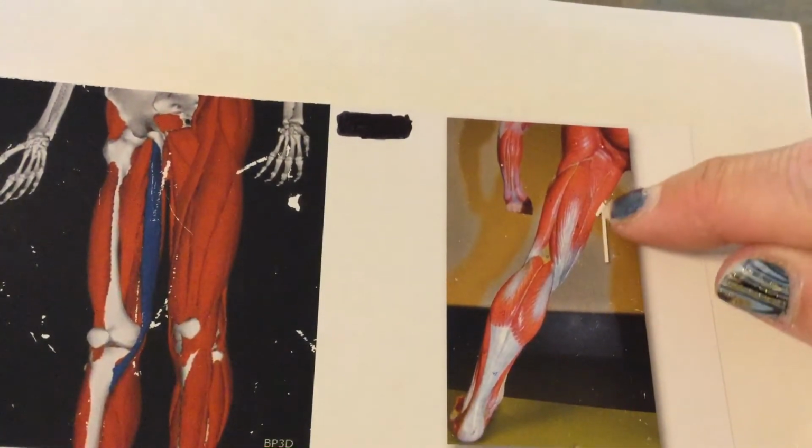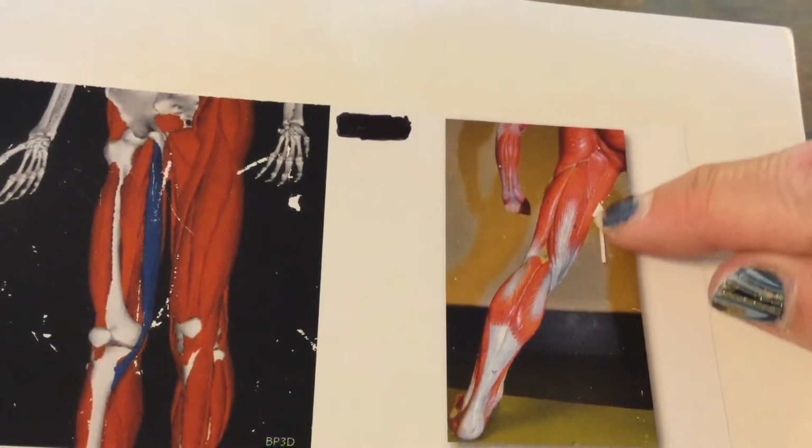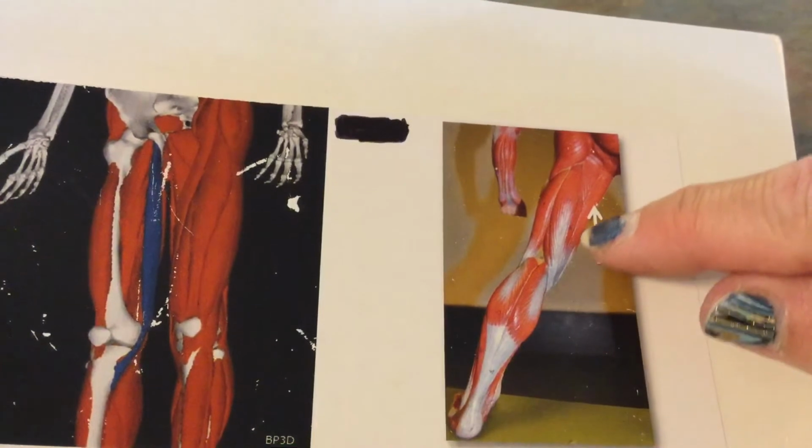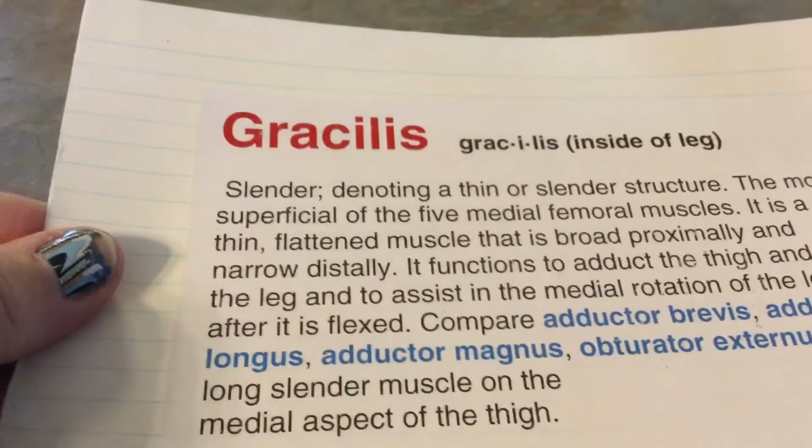And there's this muscle right here, and I call it the gristle. So I just say that so you can help remember the name of it. So this is the gristle in your leg. It's on the inside of the leg. Gristle, Gracilis.